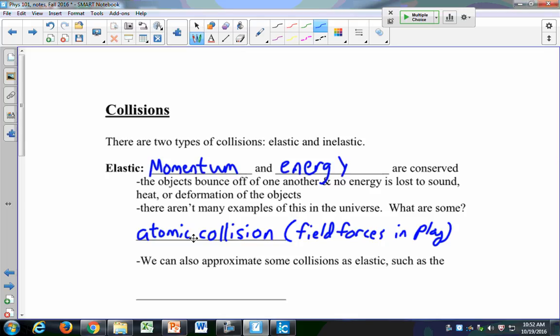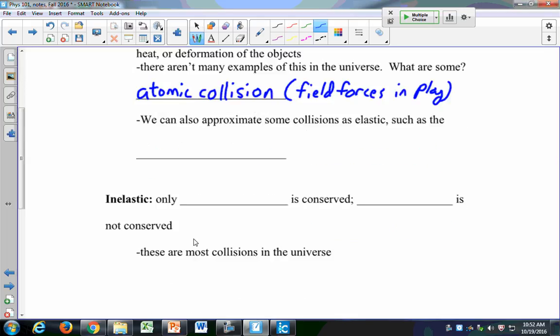It just stays down on the ground. It just doesn't bounce very much at all. And so in those, energy is not conserved. We do approximate some collisions as elastic, such as billiard balls.